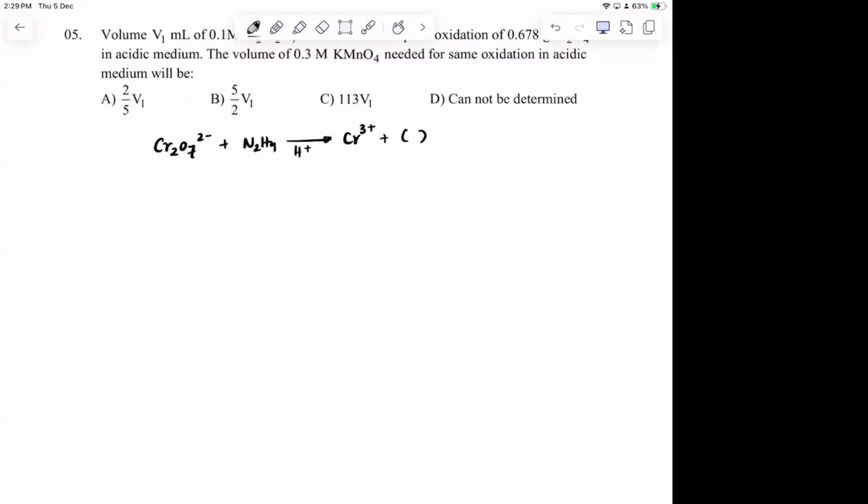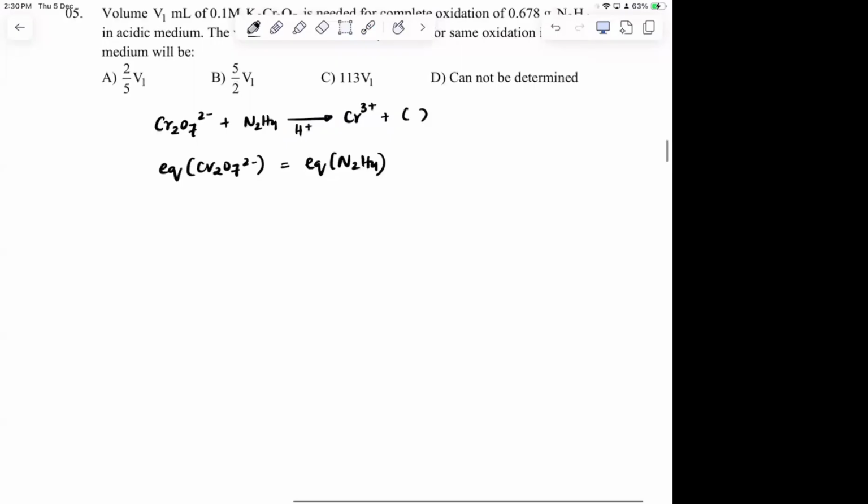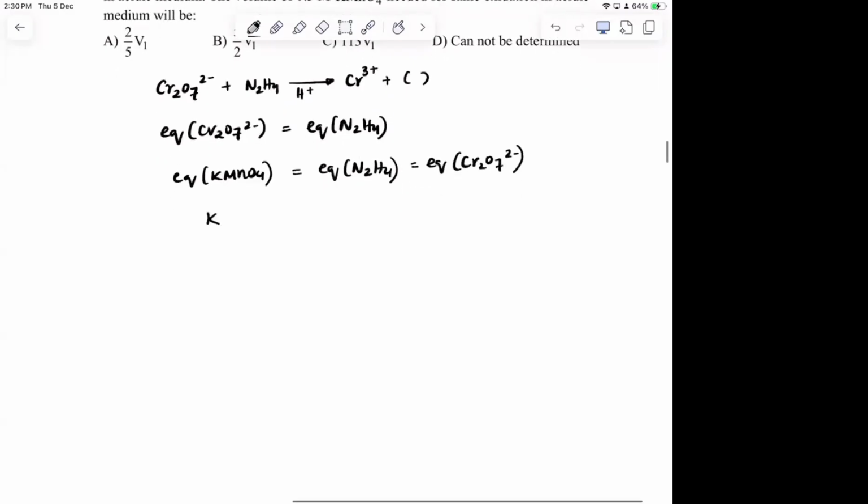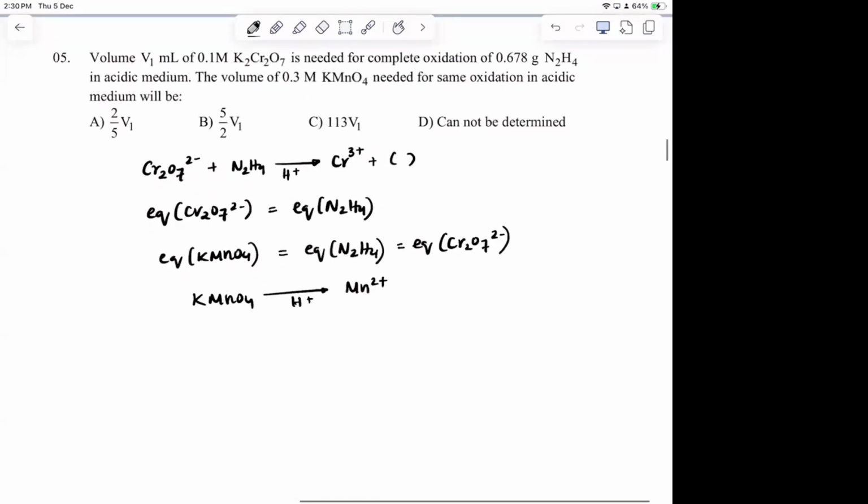So we can say that if you notice, the equivalence of dichromate Cr2O7 2 minus should be the same as the equivalence of hydrazine. And since the hydrazine has the same number of equivalents, I can say that the equivalence of KMnO4 when you react with N2H4 should also be the same as the equivalence of N2H4, correct? Which means this should be equal to the equivalence of Cr2O7 2 minus. Okay. And you know that KMnO4 generally, when it is getting reduced in the acidic medium, will convert into Mn plus 2. So therefore, now I require to calculate what is the volume.